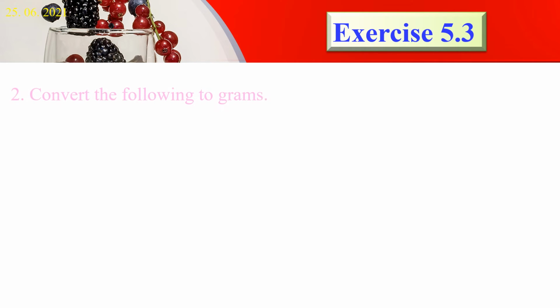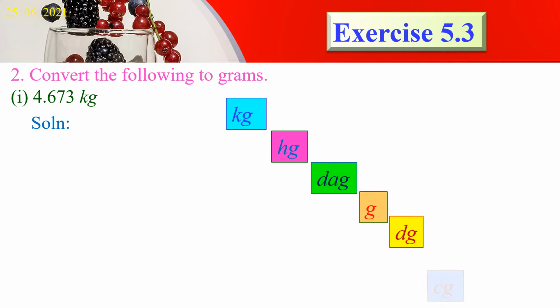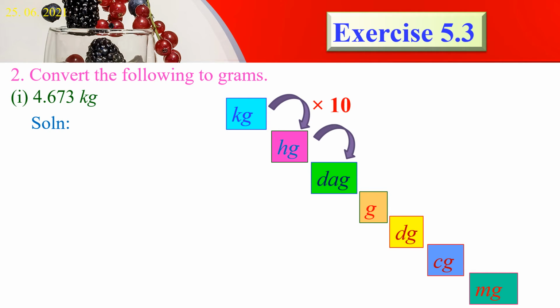Exercise 5.3, second Roman: convert the following to grams. First sum, 4.673 kilogram. Solution for this sum. We know the arrangement of units: kilogram, hectogram, decagram, gram, decigram, centigram, milligram. Now we have to convert kilogram to gram. Let us see how many steps we have to move. On one step we are in hectogram, second step decagram, on third step gram. So we have to multiply by 10 for each step. Therefore 1 kilogram is equal to 1000 gram.